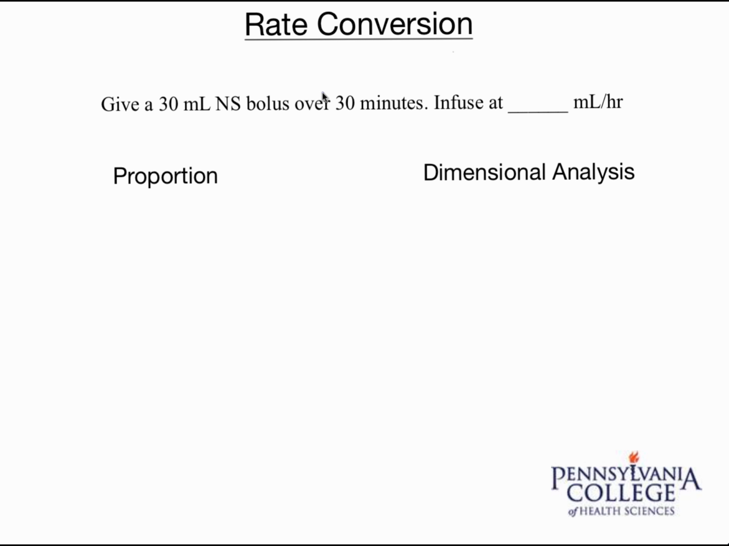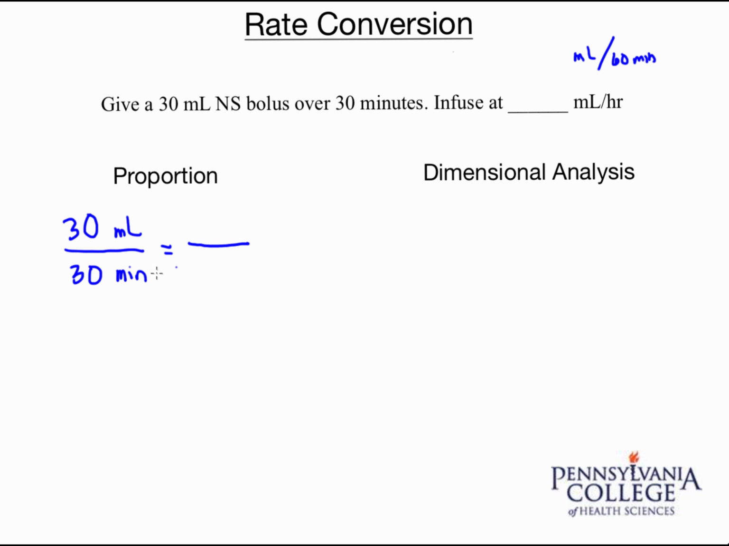I know in this example what I am going to be administering is 30 mLs, and I need to give that over a period of 30 minutes. What I am looking for is a unit of milliliters per hour. Well, notice if we know milliliters per hour, this would be the same thing as knowing milliliters every 60 minutes. And that's what I'm really looking for. How many milliliters would I be providing every 60 minutes?